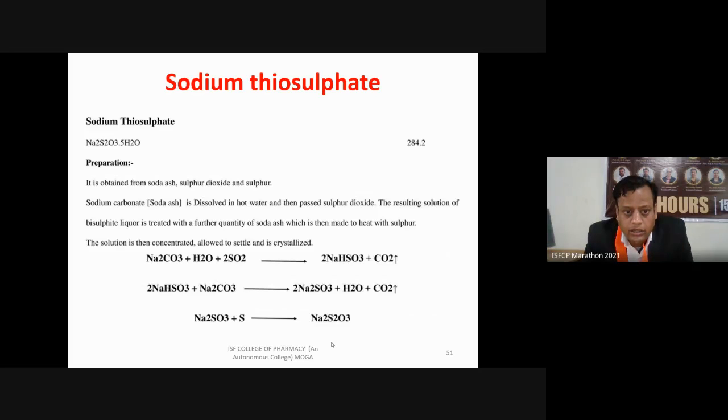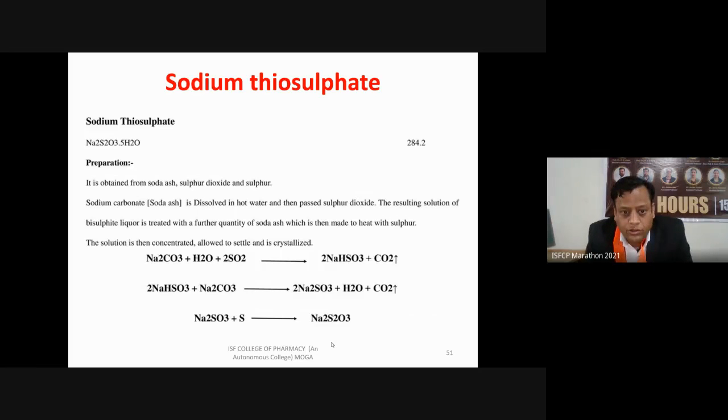When sodium carbonate is dissolved in hot water and sulfur dioxide is passed through, the resulting solution of bisulfite liquor is treated with a further quantity of soda ash, meaning we use further sodium carbonate, which is then heated with sulfur. The solution is then concentrated, allowed to settle and recrystallize.